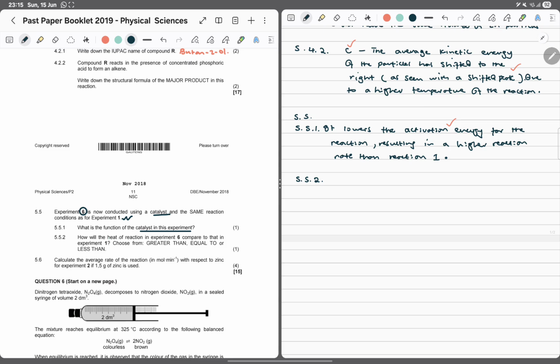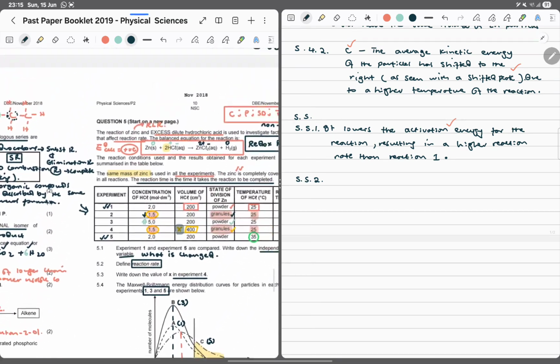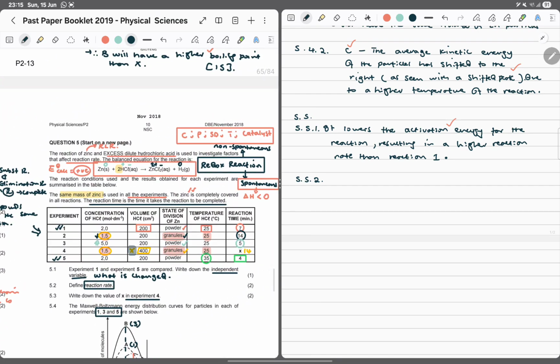5.5.2. It says, how will the heat of the reaction, okay, heat of the reaction, this is the enthalpy, delta H, in the experiment 6 compare to that in experiment 1. Choose greater than, equal to, or less than. So again, this is a low-key higher grade question, because how would you know what the heat is all about? And as you can see from our analysis, we saw that these are redox reactions. As you can see, classifying this reaction is actually key. So we know that the heat of this reaction is negative. And how will it change if we use a catalyst?